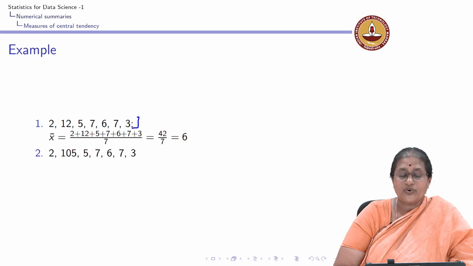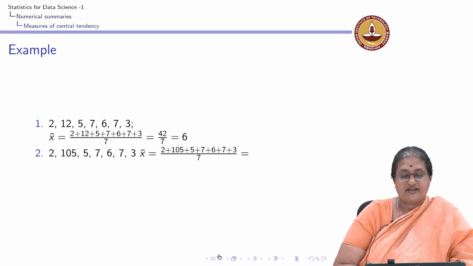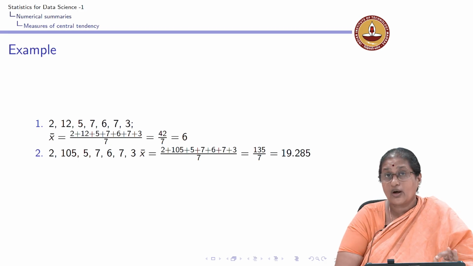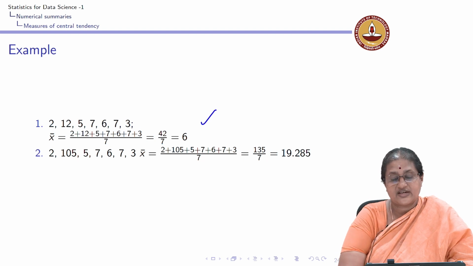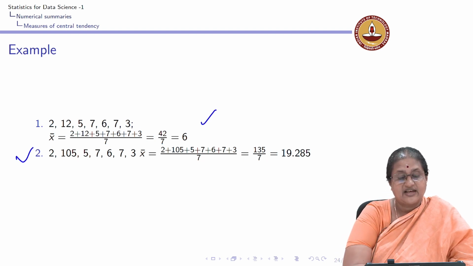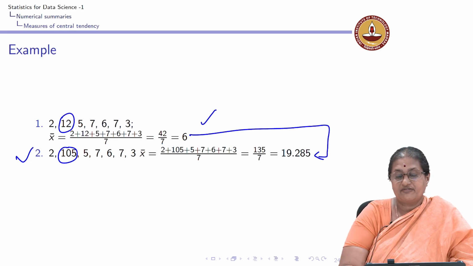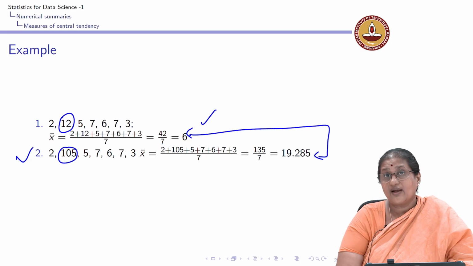So I compute the mean for this data set. When I compute the mean for this data set, I find x bar is equal to 135 by 7, which is 19.285. What I want you all to observe very clearly is the difference between this data set and this data set is only the second number, but the mean difference is very high.